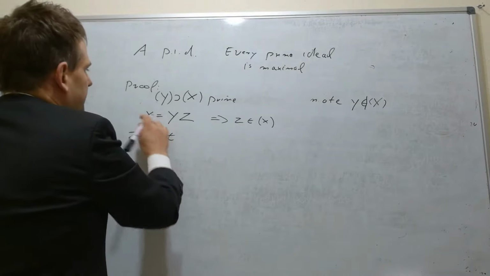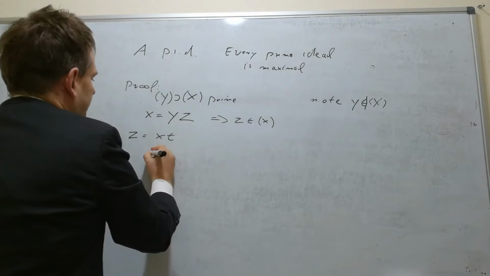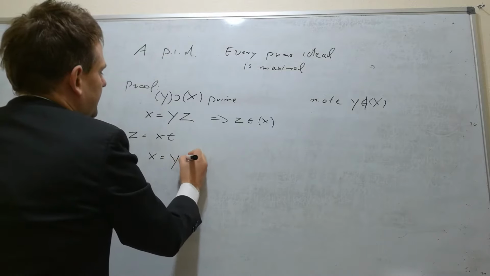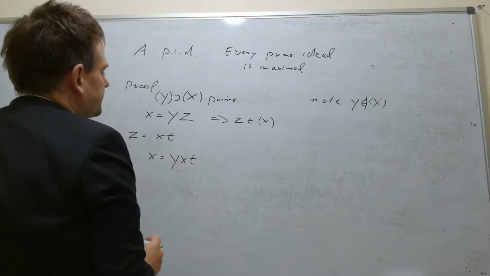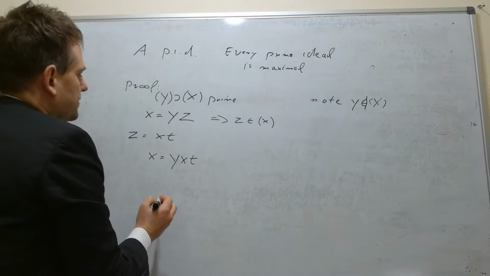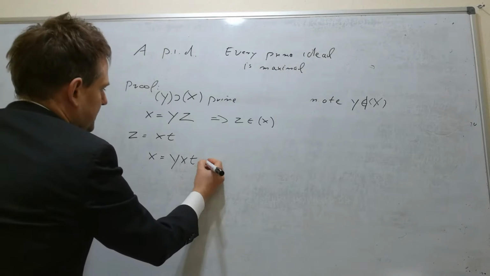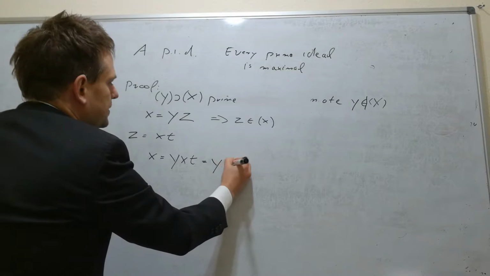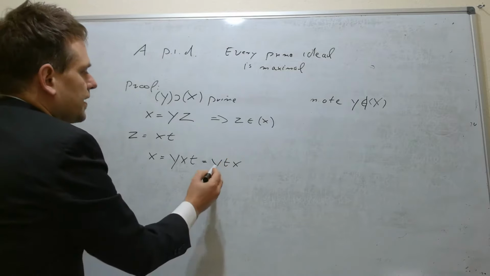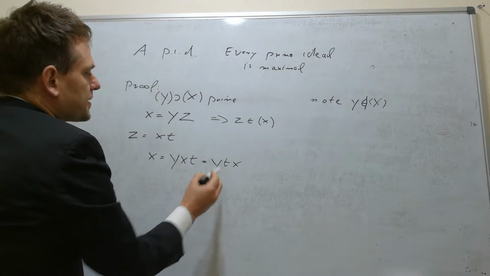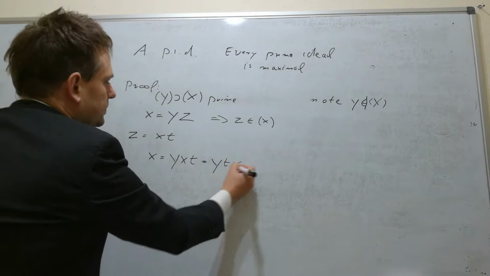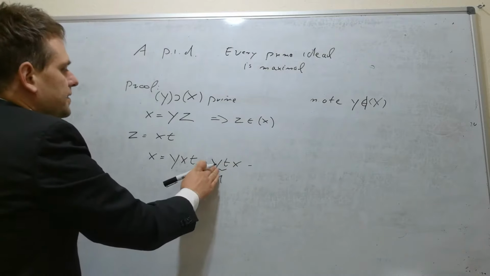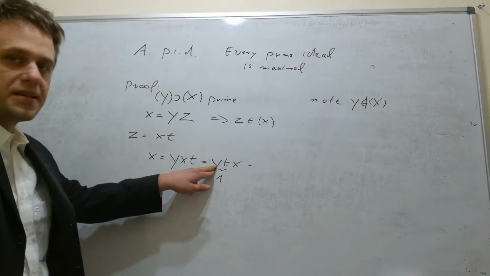But then we can look at this equation and write x as y times x times t. And this is a commutative ring, so this is the same as y times t times x. And thus y times t is equal to 1. So this is equal to 1. And thus we see that y is a unit.